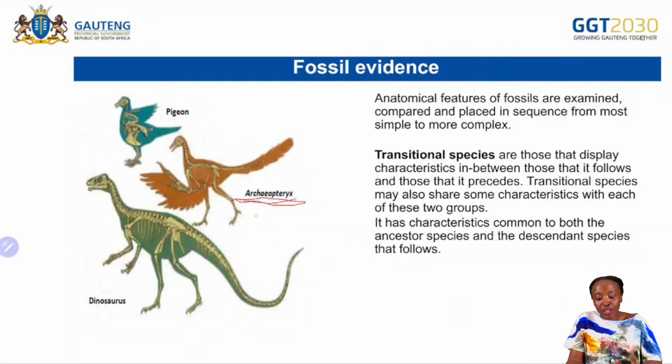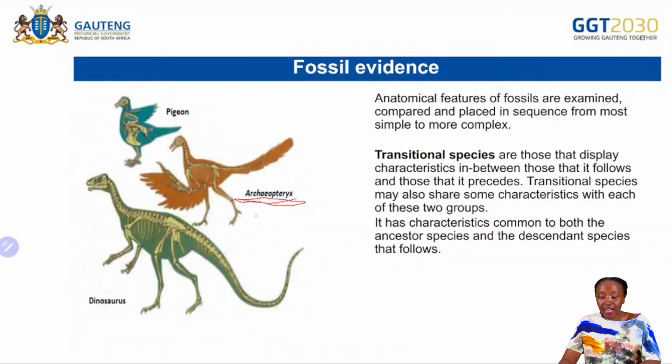So what are we looking into in fossil evidence? We're looking at the anatomical features that are being compared and placed in sequence from simple to complex. Because remember, we say with evolution, life started in a simple form and then over millions of years, these changes that we are talking about take place over millions and millions of years. It's not something that happened yesterday and then we come back the next day and there's a change. So that's one of the things that we need to understand: when we talk about evolution, it has changes that have taken place over long periods of time.